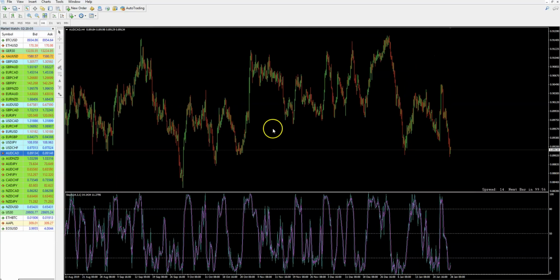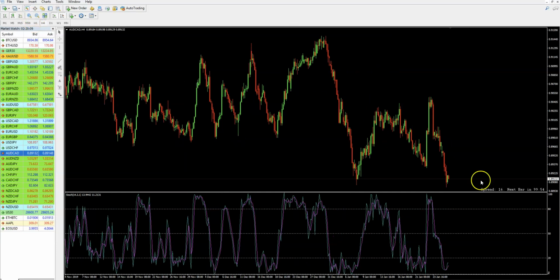AUD CAD actually gives us a much better example. Let's zoom out a little bit, okay? So with AUD CAD, you see that the pair has made a lower low, all right? But the oscillator, my stochastic oscillator, is making a higher high, okay? So that is your one example of a bullish divergence on the H4, okay?